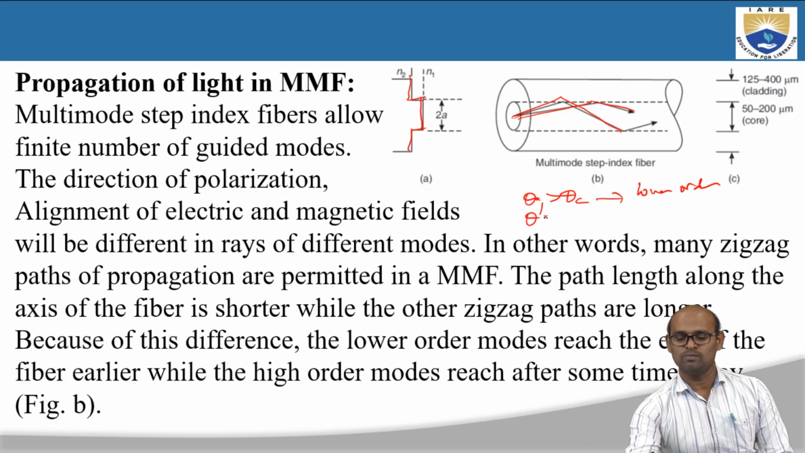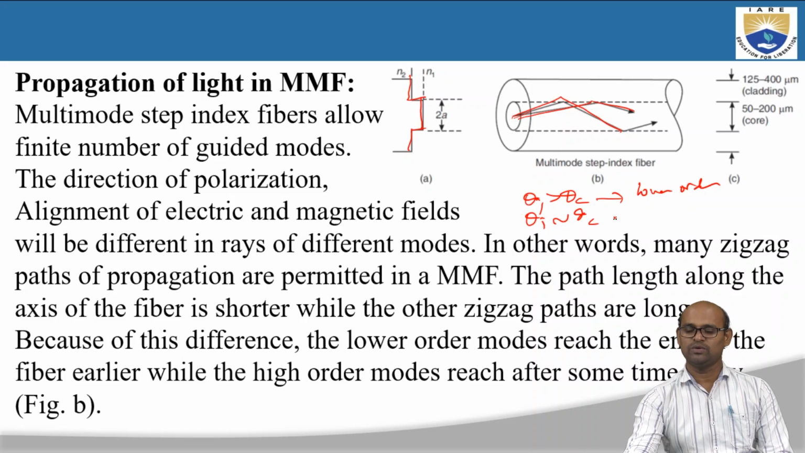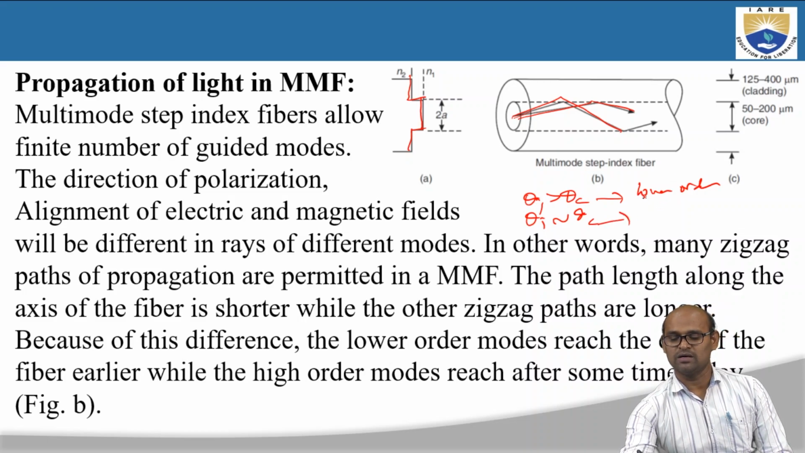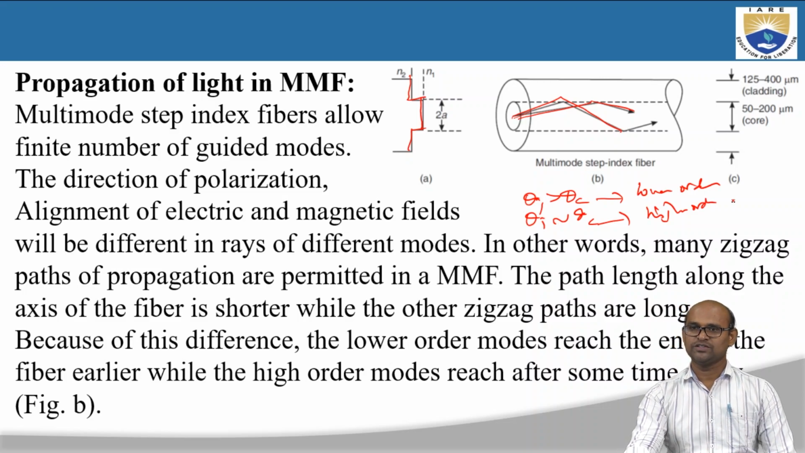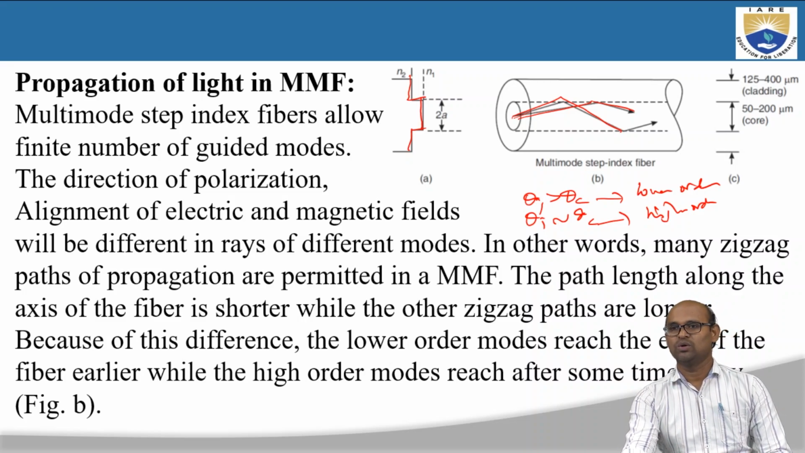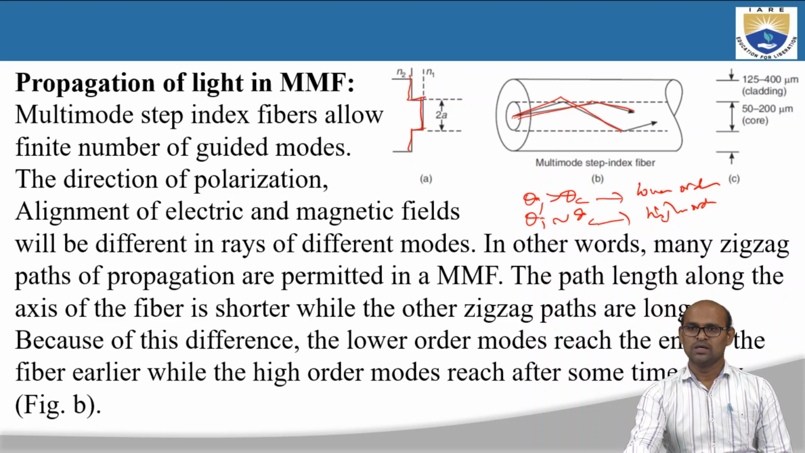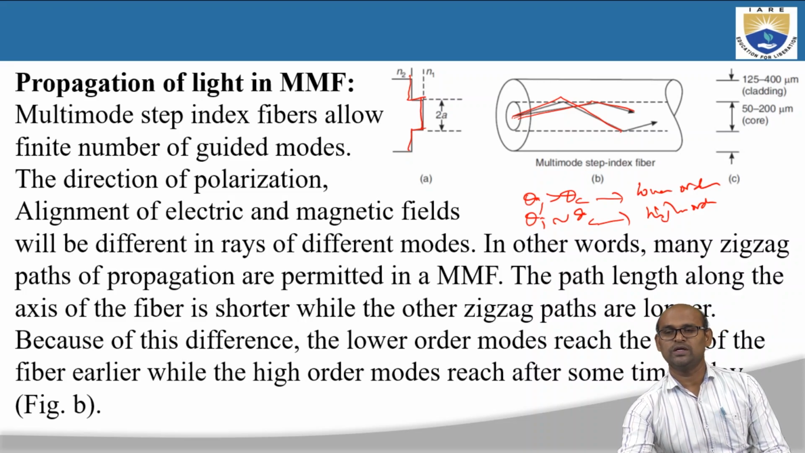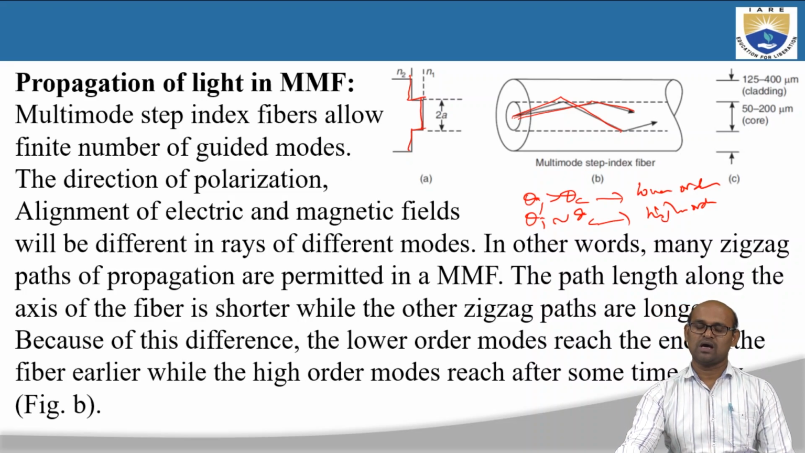Higher order modes are the ones whose angle of incidence is equal to the critical angle, so they will not undergo total internal reflection. We have discussed that total internal reflection occurs only when theta is greater than theta c. Those are called lower order modes, and in these lower order modes, the fields, electric or magnetic, are distributed along the axis of the fiber, so the loss is very less.